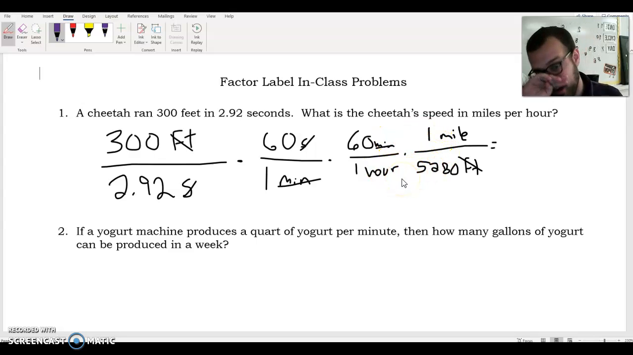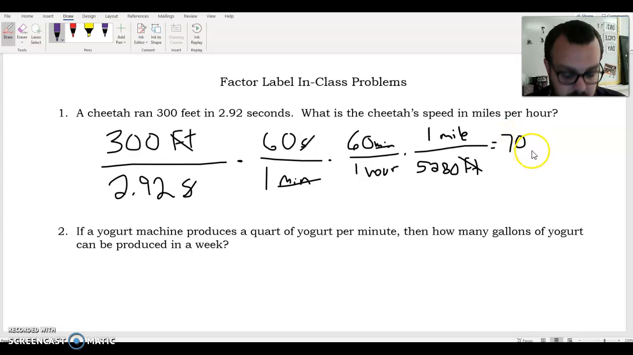I then go ahead and multiply my numerator and divide it by my denominator. So we're going to have 300 times 60 times 60 divided by, and I'll put this in parentheses, 2.92 times 5280. Okay, and that is going to give me 70 point, we're going to round this, let's say 70.05. And again, we're going to do a little curly equal sign because we're rounding. So it's around 70-ish miles per hour.